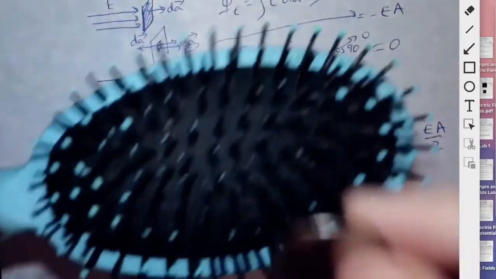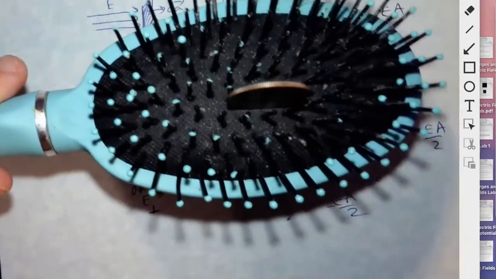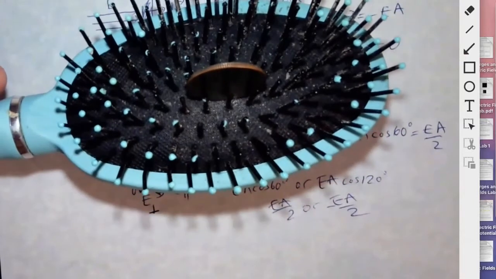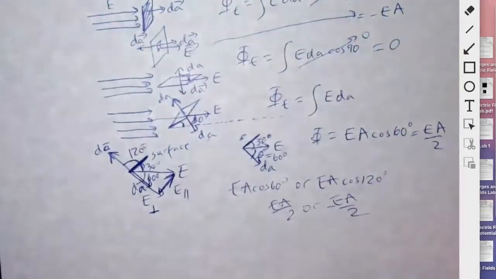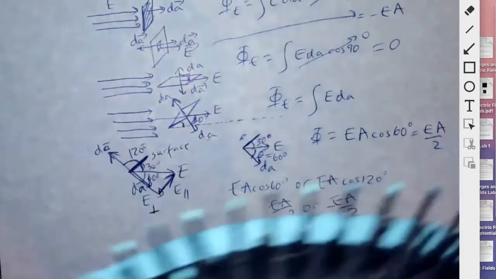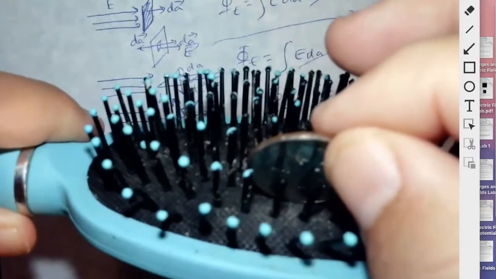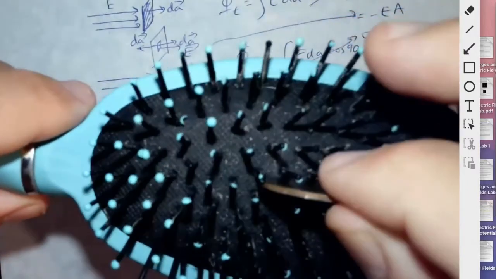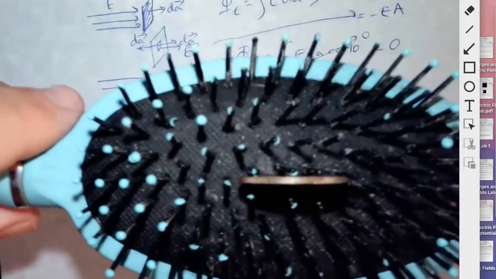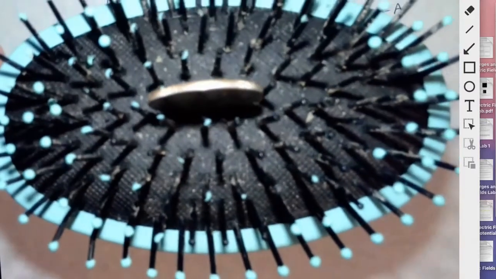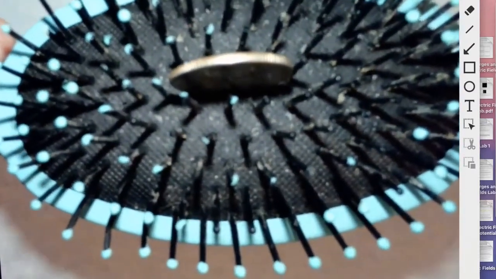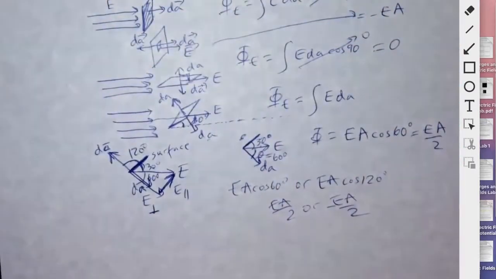So now what if the surface was like that? What's the flux through that? No field lines are cutting through that quarter, right? So the flux is 0. Cool.